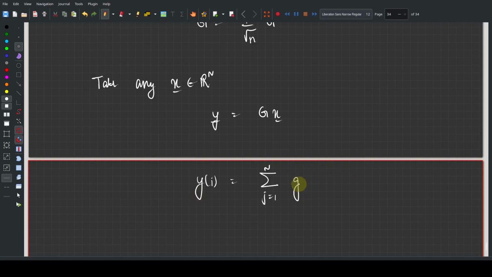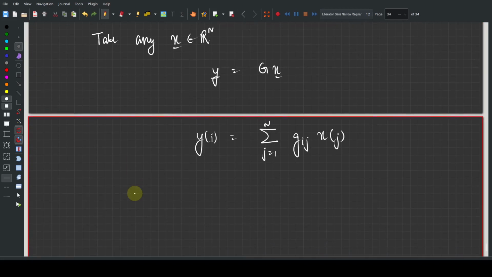So this is just equal to G_ij X_j, correct? Now X is some vector, okay? Let me use X of j. X is some vector and the G_ij's are IID Gaussian random variables. So what can I say about y of i? What would be the distribution of y of i? It would be Gaussian. Good.